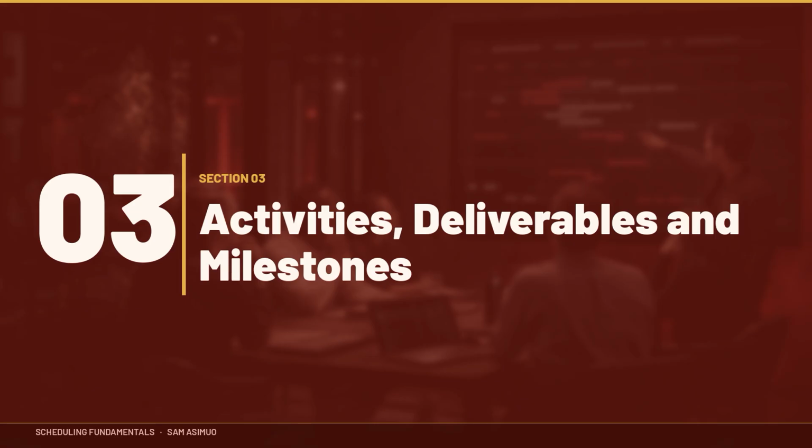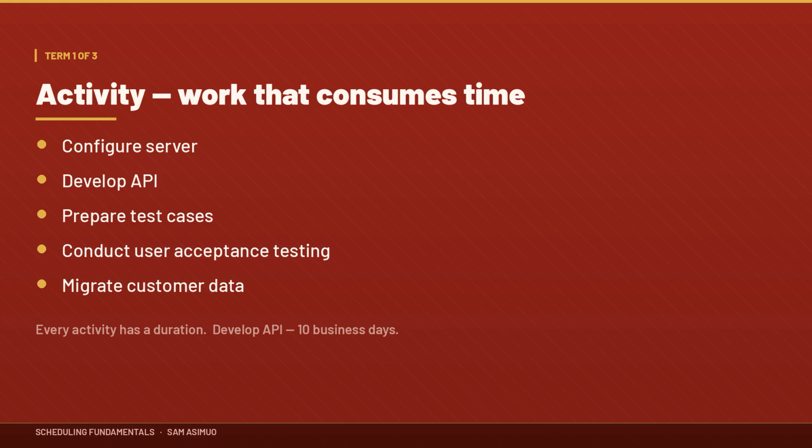Section 3. Activities, deliverables, and milestones. These terms are sometimes used interchangeably, but they are different. Let's make it simple. An activity is work that consumes time. Configure server, develop API, prepare test cases, conduct user acceptance testing, migrate customer data. These activities have durations. For example, develop API, 10 business days.